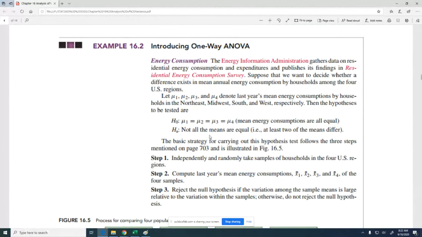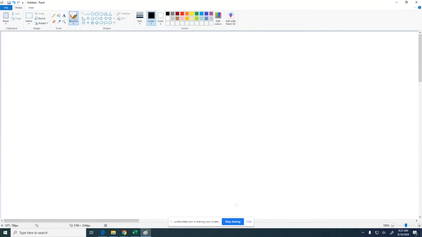The null hypothesis is that mu1 is equal to mu2 is equal to mu3 and mu4. Today, I want to give you the alternative hypothesis. So please look at this: not all the means are equal. The alternative hypothesis is always this. So let me introduce you.